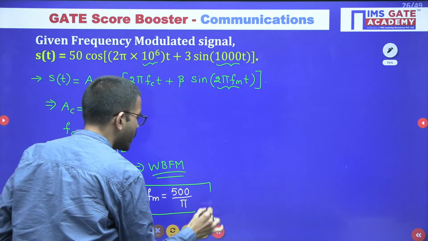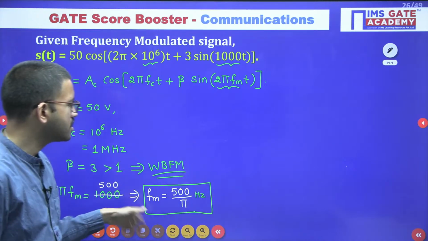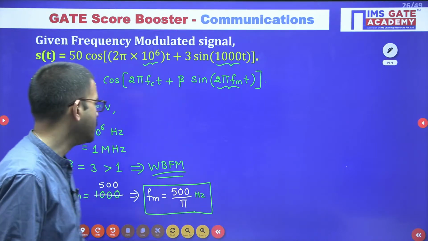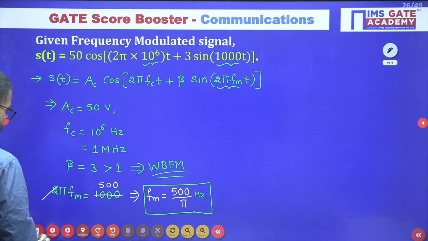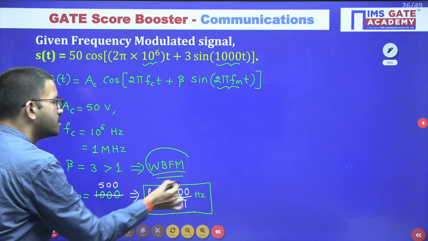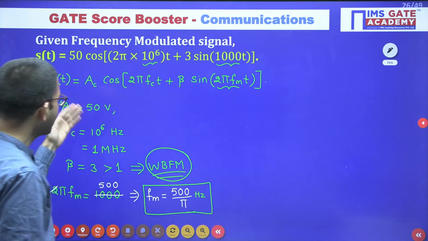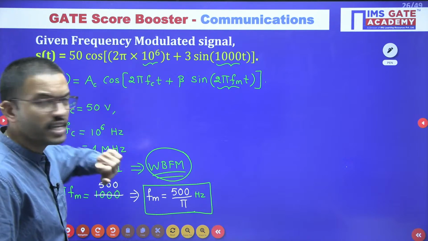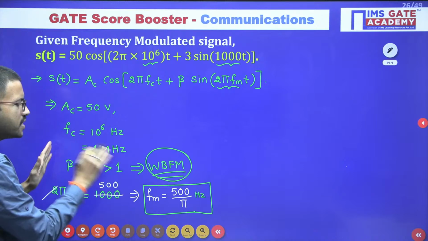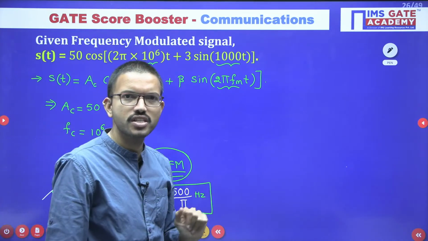So regarding FM, we are getting 500 by pi. Here the units I am representing are Hz. Whenever you have frequencies in the normal representation, obviously the units will be Hz. Now, as of now we got one observation: the given FM signal is a wideband FM signal. We calculated this just by comparing both the equations, and we have represented each and every parameter value with the help of the given equation.